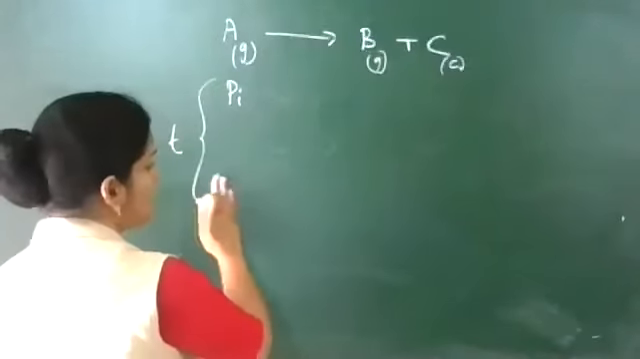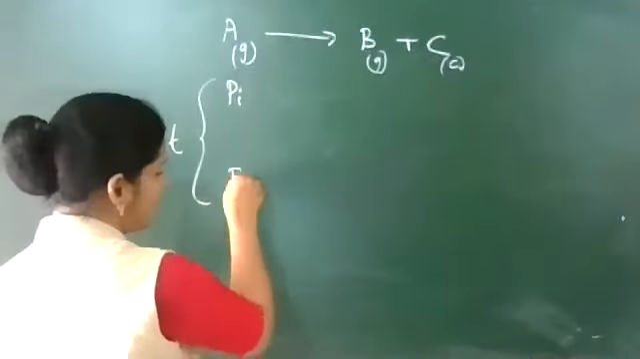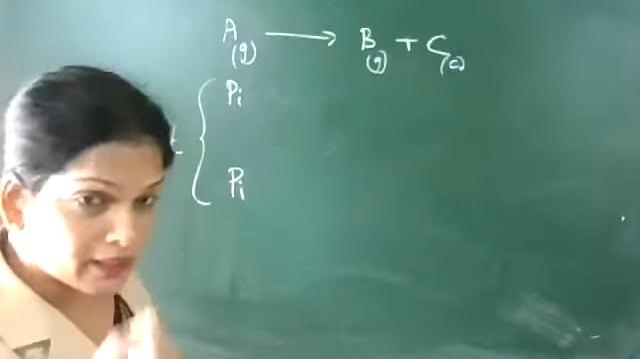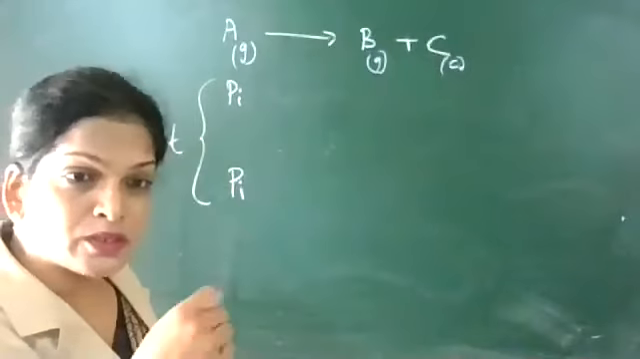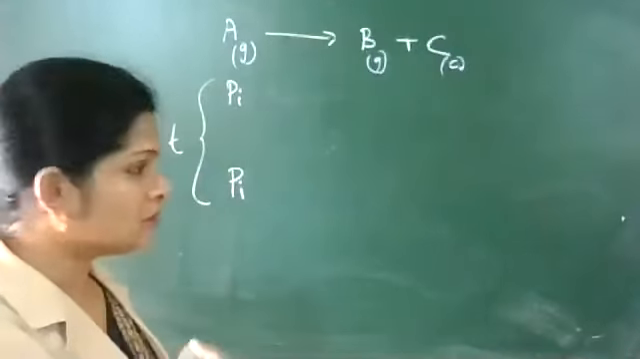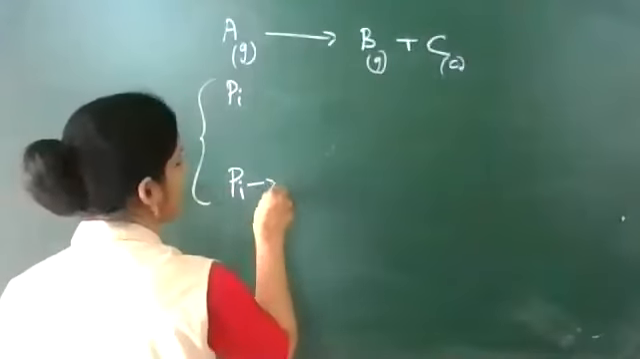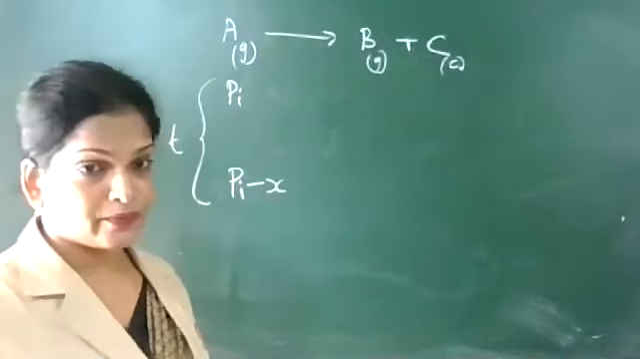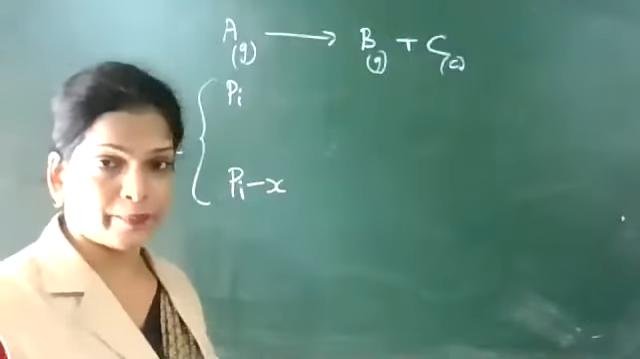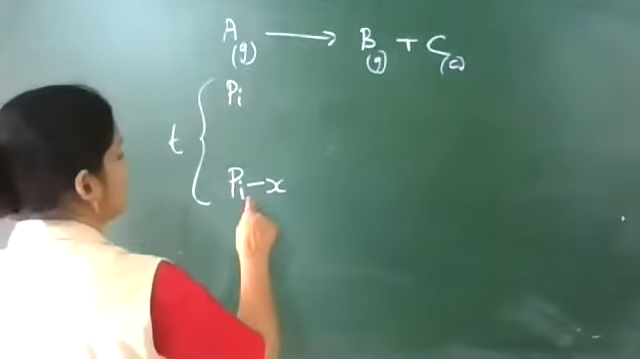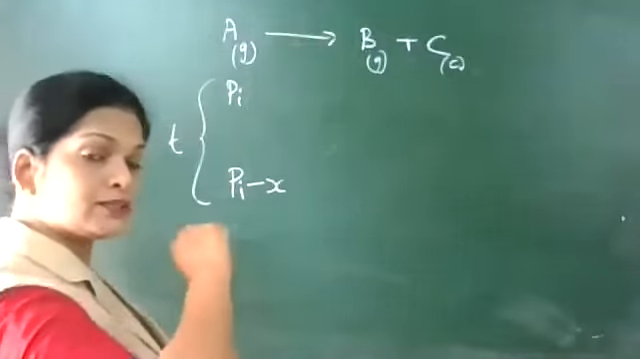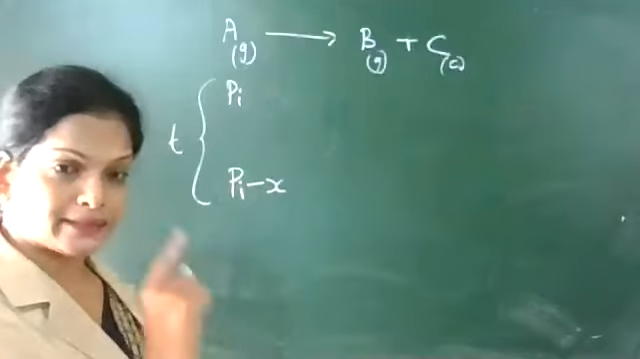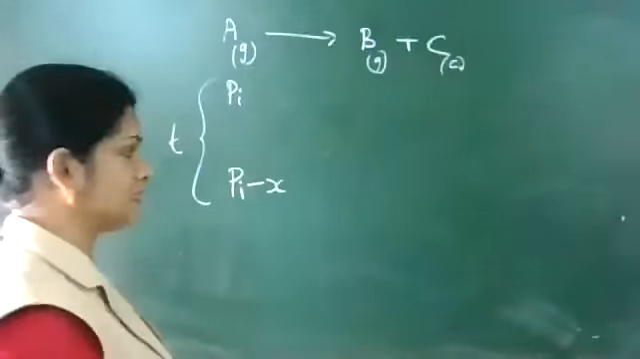Now it is P total, but here, if I write only for A, the pressure of A has reduced. How much has gone? We don't know. Let it be X. This is the remaining pressure of A. Right? X has gone from the reactant A.